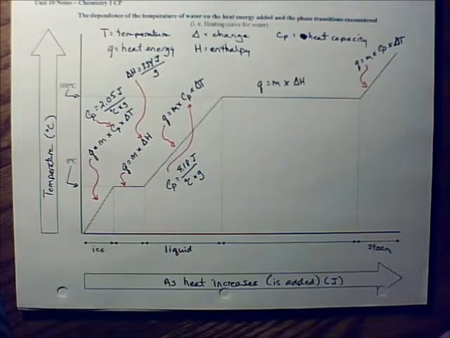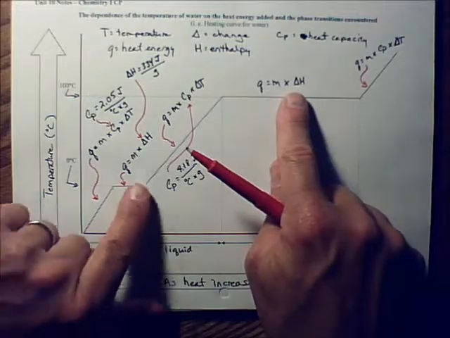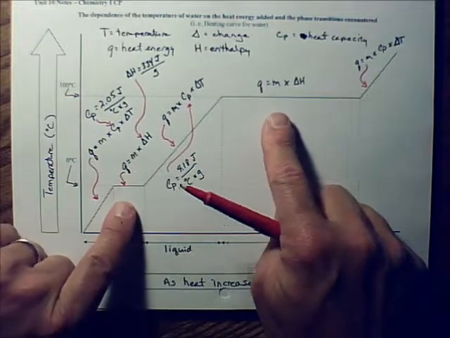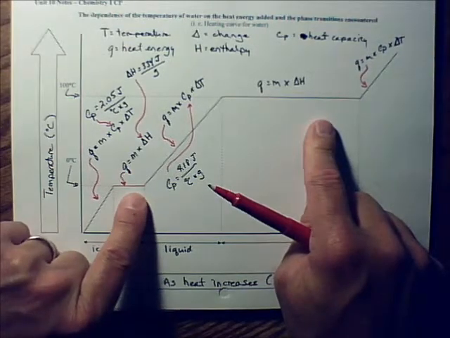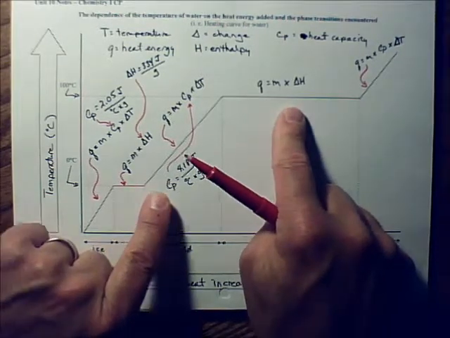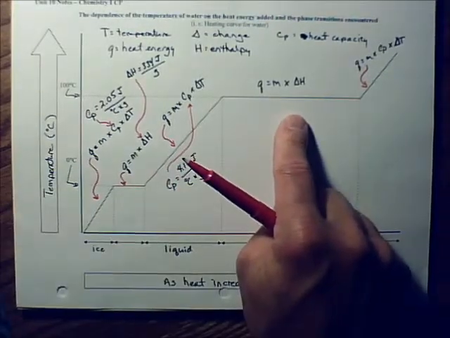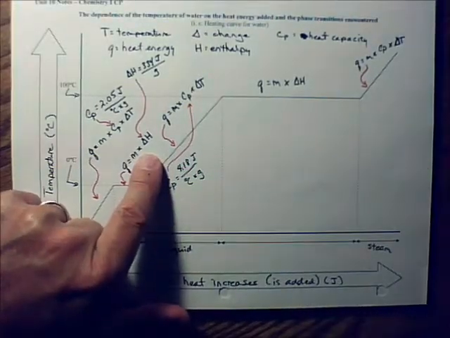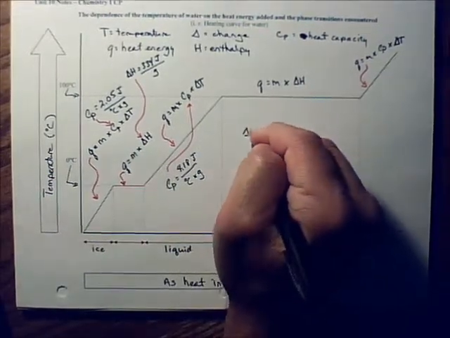Just like specific heats are different between one physical state and the next for the same substance, the delta H's are going to be different for the two different transitions here. This is transitioning from solid to liquid or liquid to solid. This is transitioning from liquid to gas or gas to liquid. So this delta H is going to be different from this delta H.